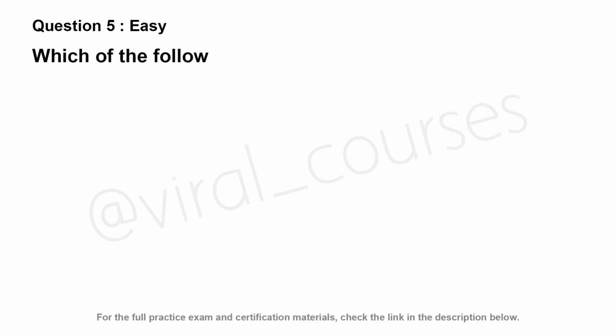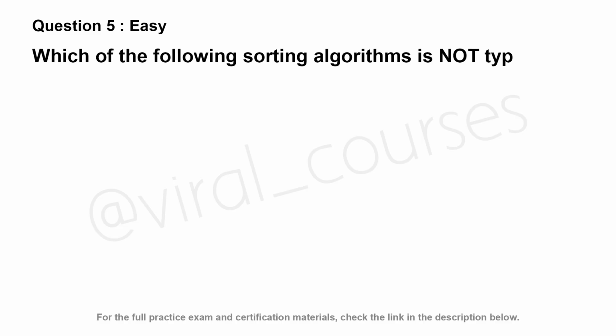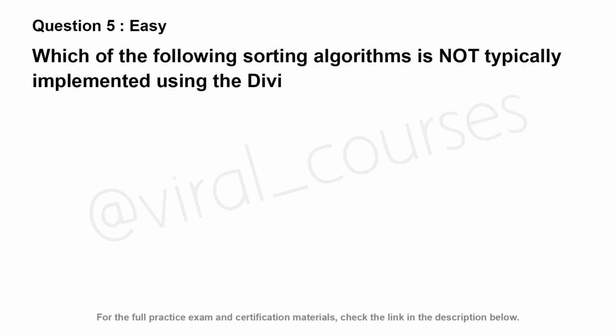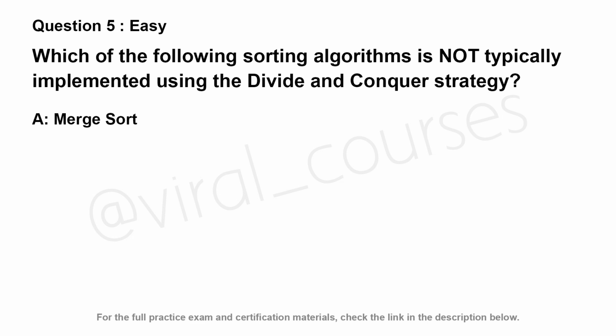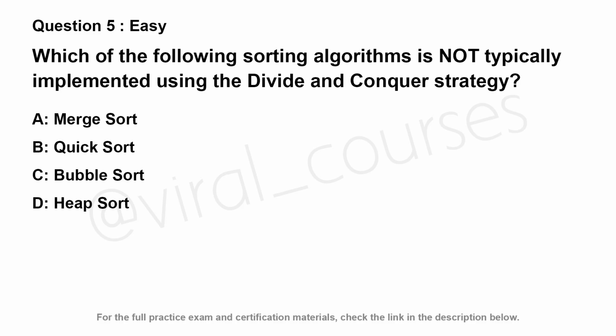Which of the following sorting algorithms is not typically implemented using the divide and conquer strategy? Option A, merge sort. Option B, quick sort. Option C, bubble sort. Option D, heap sort.